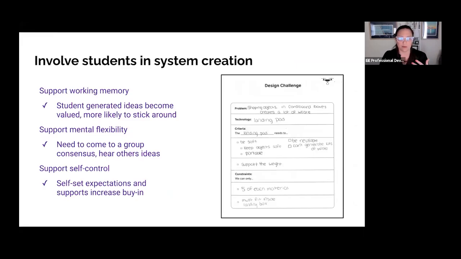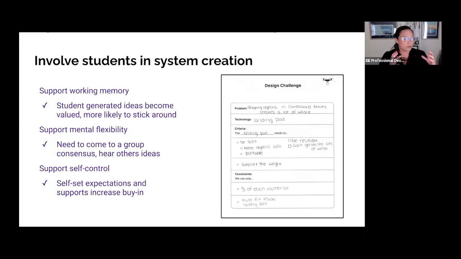What I really like about, especially at our middle school level, we see here, this is work from a student in one of our upcoming middle school units that will be available in the fall. They're designing landing pads for drone delivery. The students are deciding what the criteria and constraints are and helping to shape the problem. And so they've got this, we see down there, supporting self-control. They're self-setting their expectations to increase that buy-in, to get kids to care, for ownership, for agency about what's going to happen in the engineering challenge.